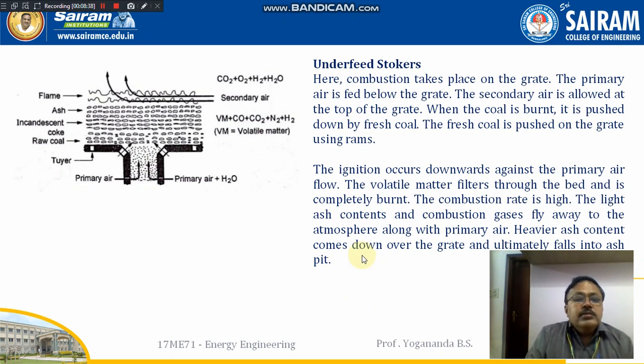Then we have underfeed stokers. The combustion takes place on the grate. So here we have a different working principle. As we saw in the overfeed stokers, here also the primary air is fed from the bottom, right below the grate. The secondary air is allowed at the top of the grate.